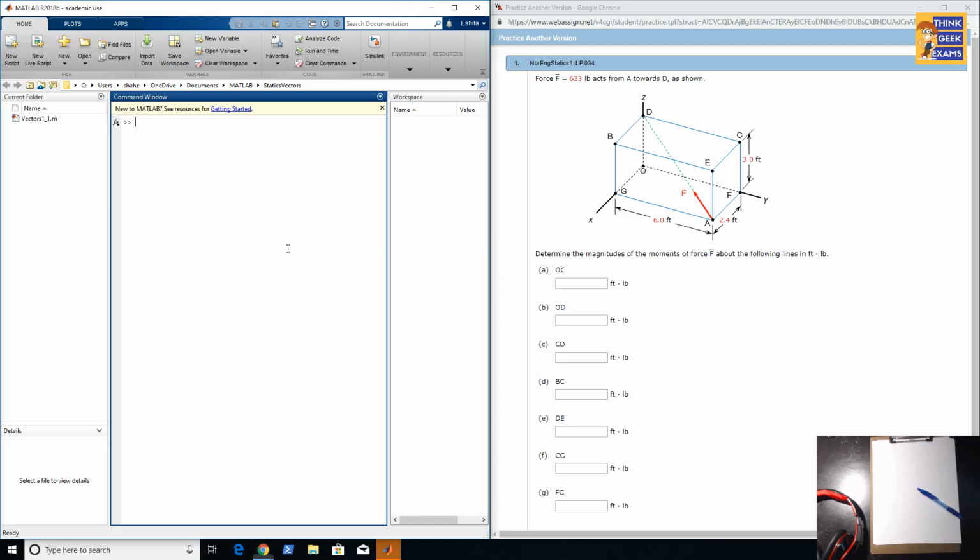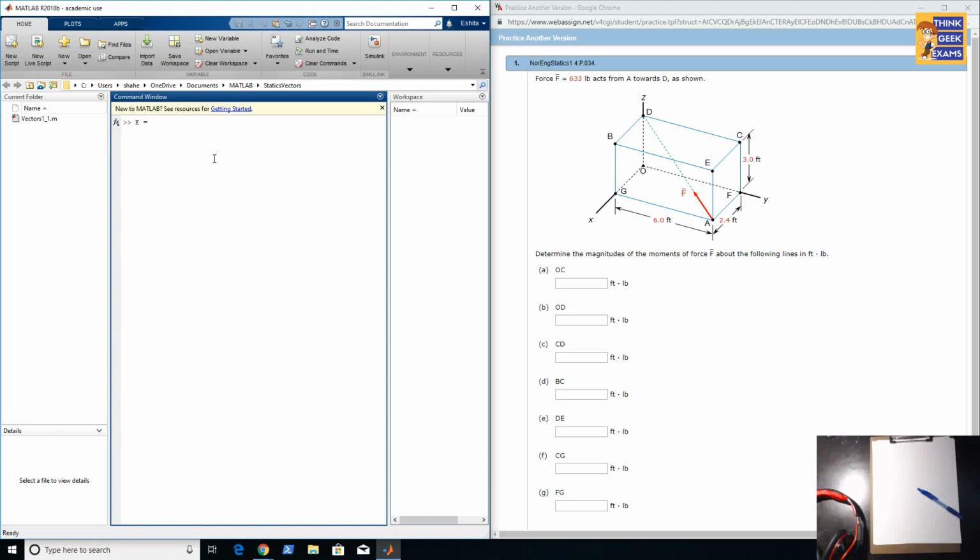This is the first problem in the 7th homework, and it's got a box with 8 vertices, and the dimensions are given in feet, and there's a force going diagonally. It's got 633 pounds acting diagonally from point A to point D. And so let's type in the coordinates.